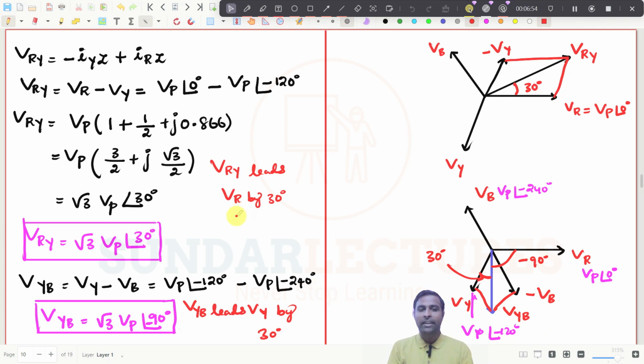But what is the magnitude? The magnitude will be multiplied by root 3. See, that one you have to understand. In both cases, magnitude will be multiplied by root 3, not 30 degree.